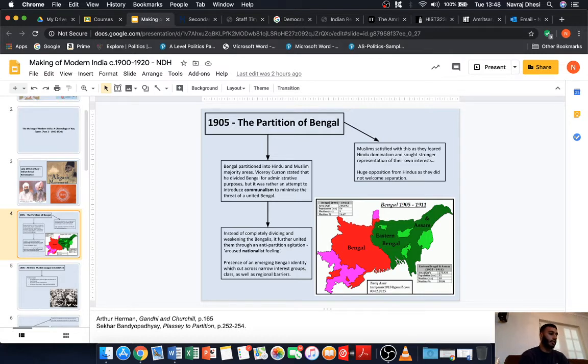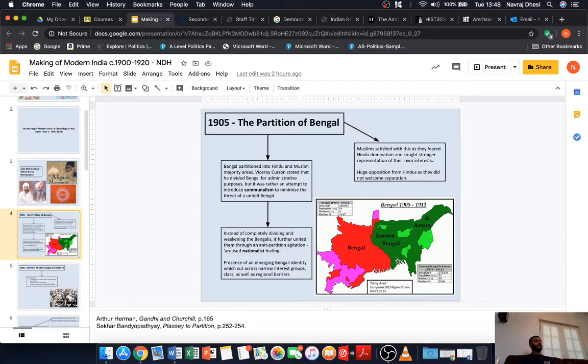Okay, so there was an aroused nationalist feeling amongst those in Bengal, despite the partition, and this aroused nationalist feeling led to the establishment of a Bengali identity which cut across narrow interest groups, class, as well as regional barriers, as well as religion. So the anti-colonial nationalism in Bengal at the time, despite the partition, was able to transcend religious boundaries, narrow interest groups, as well as class.